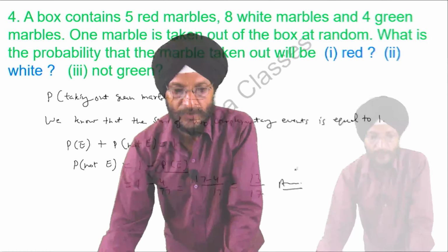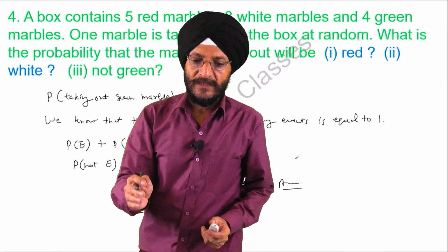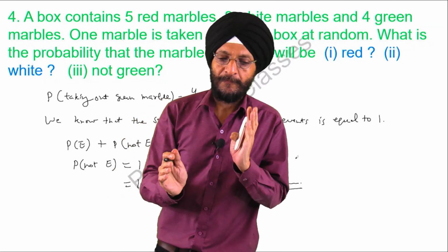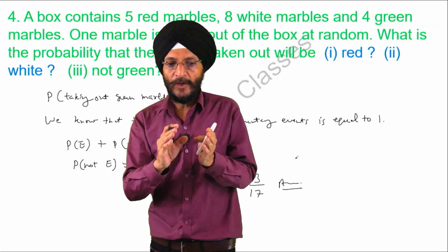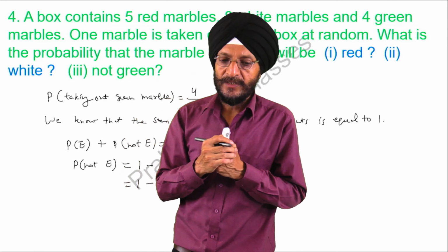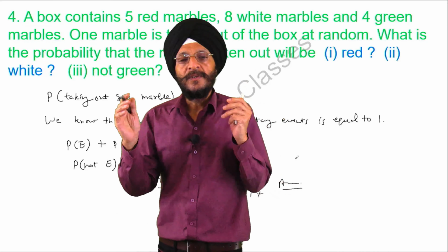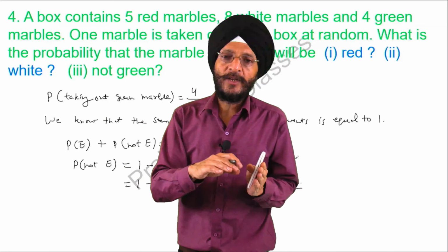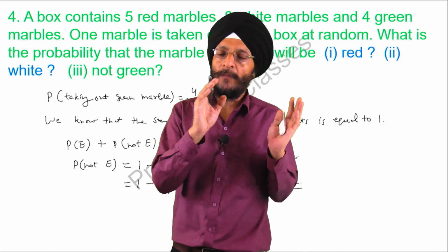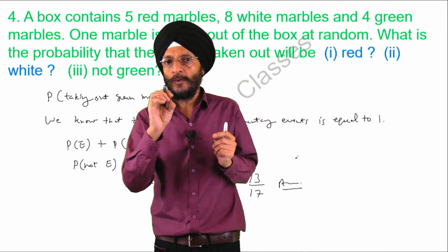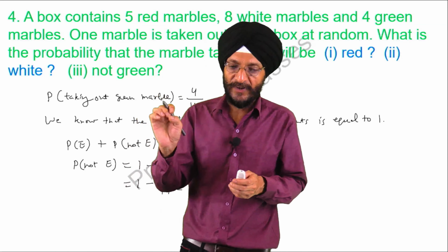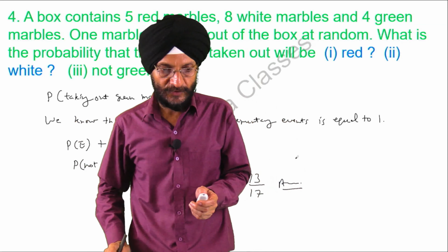You can take out any of the methods. Either you can sum up the probability of red and white marbles to calculate the probability of not getting green, or you can calculate the probability of getting green, and after that subtract it from 1, and you will find the answer.